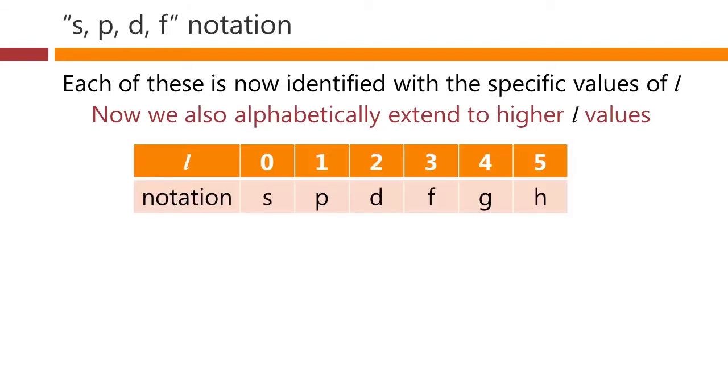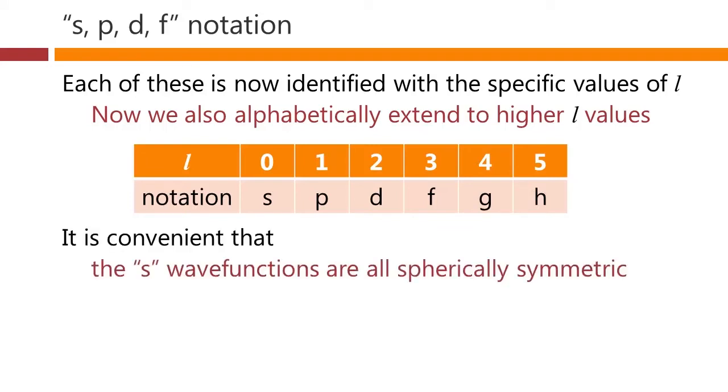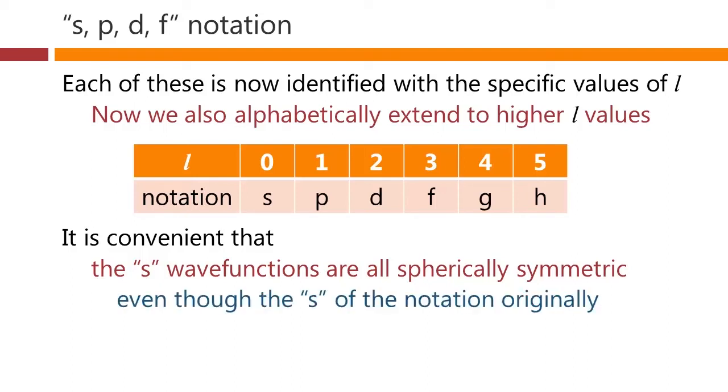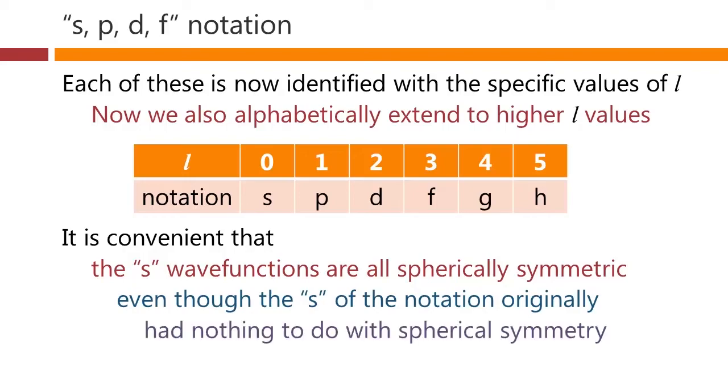So we end up with the following notation, which is very common in talking about atoms. L equal to 0 is notated as S, L equals 1 is notated as P, L equals 2 corresponds to D, L equals 3 corresponds to F, and then from that point on we just go alphabetically. So L equals 4 would correspond to G, L equals 5 would correspond to H. It's rather convenient that the S wave functions are actually all spherically symmetric, but the S of the original notation had nothing to do with that.